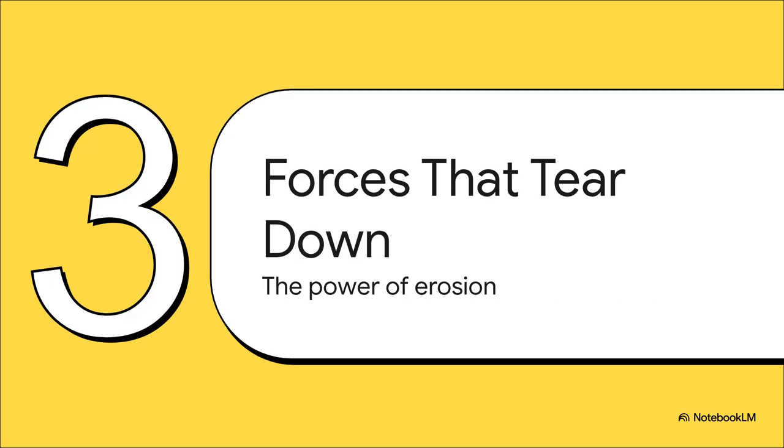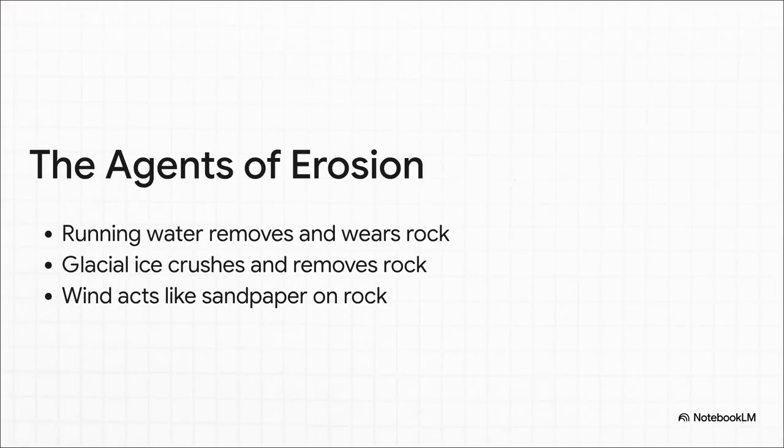But, for every force that builds up, there's another force trying to tear it all down. What goes up must come down, right? So now we flip the coin and look at the forces of destruction, the slow, steady, and unstoppable power of erosion. Yeah, you can basically think of erosion as nature's demolition crew. And there are 3 main tools in the toolbox. First, you've got running water. Everything from a tiny creek to a massive river, just carving away at rock day after day for millions of years. Then you have glacial ice.